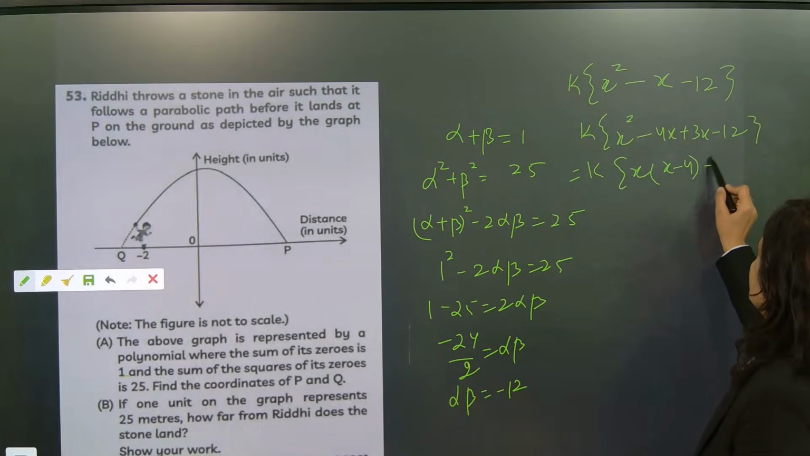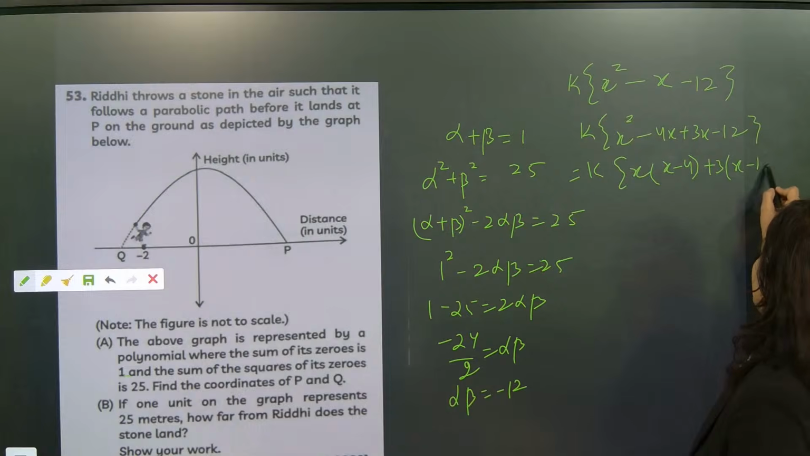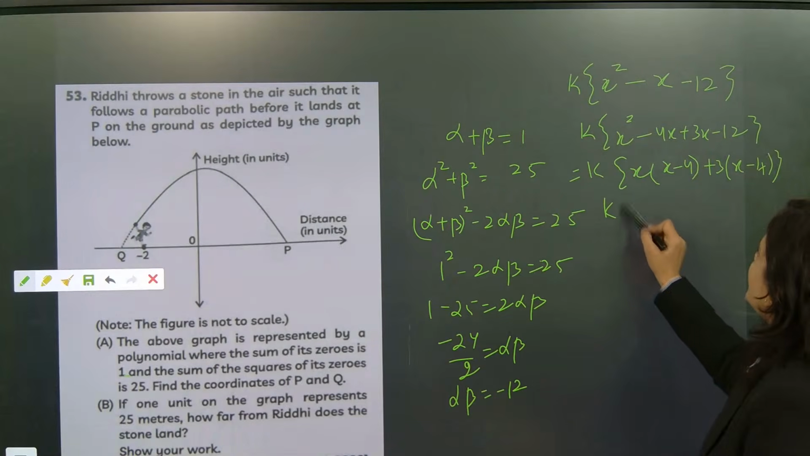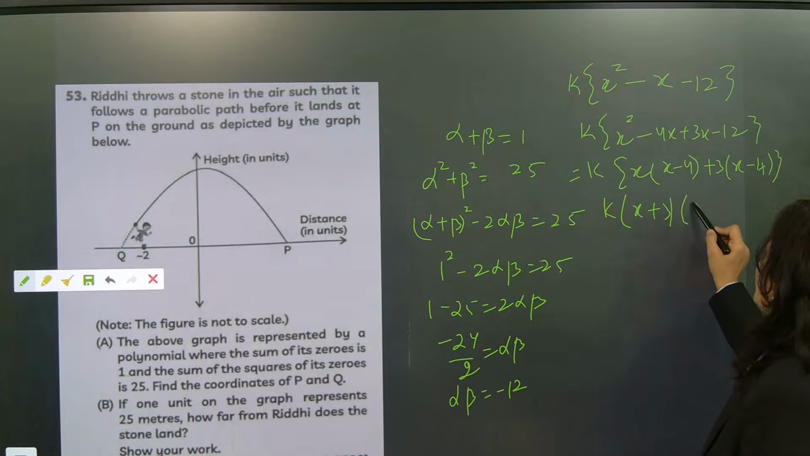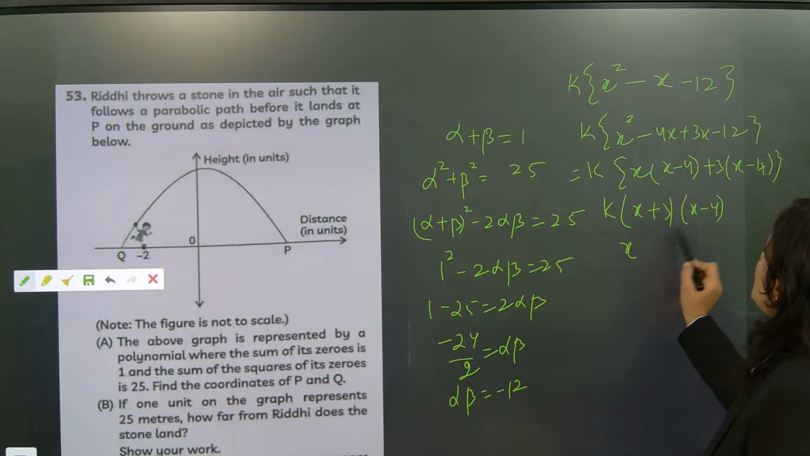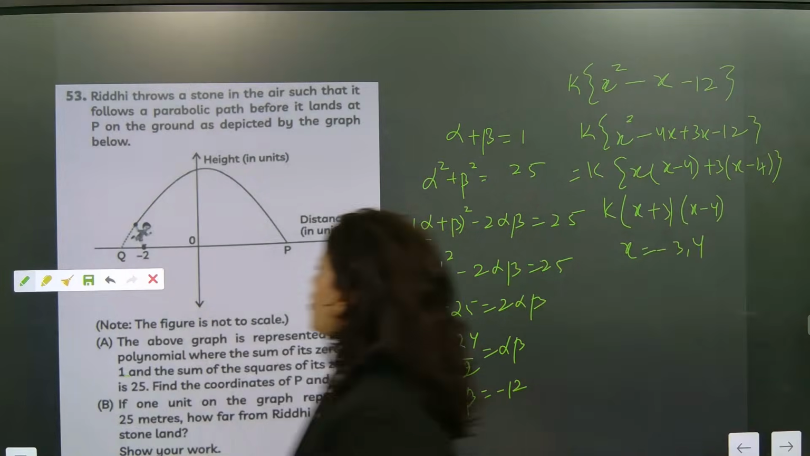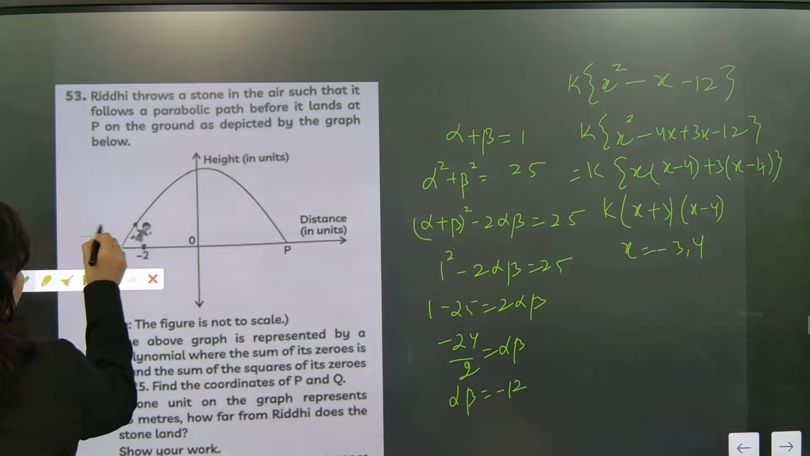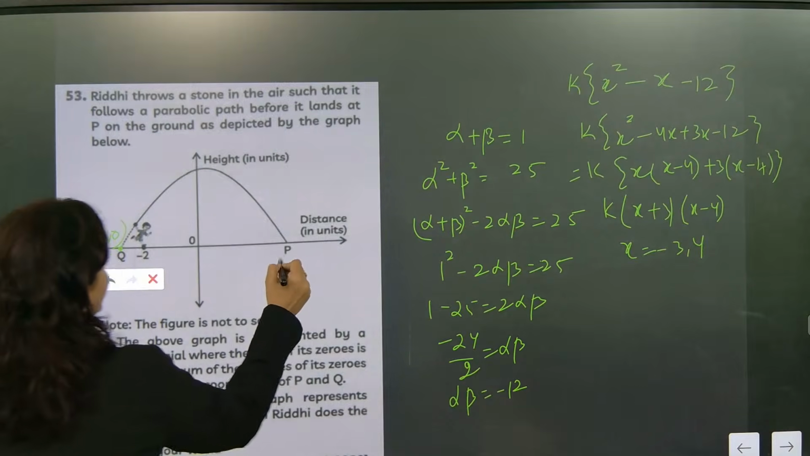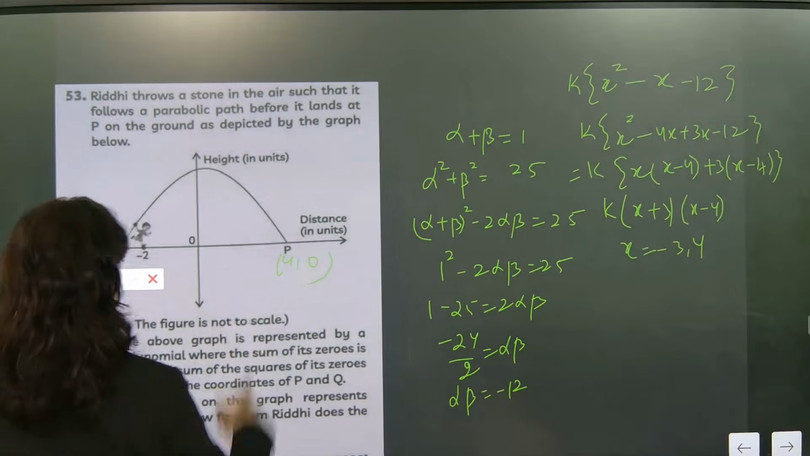X minus 4 plus 3, x minus 4. So what is the value here? x plus 3, x minus 4. So what are the 2 points? Minus 3 and 4. So what are the coordinate points? This point is coming as minus 3 comma 0 and this point is coming as plus 4 comma 0.